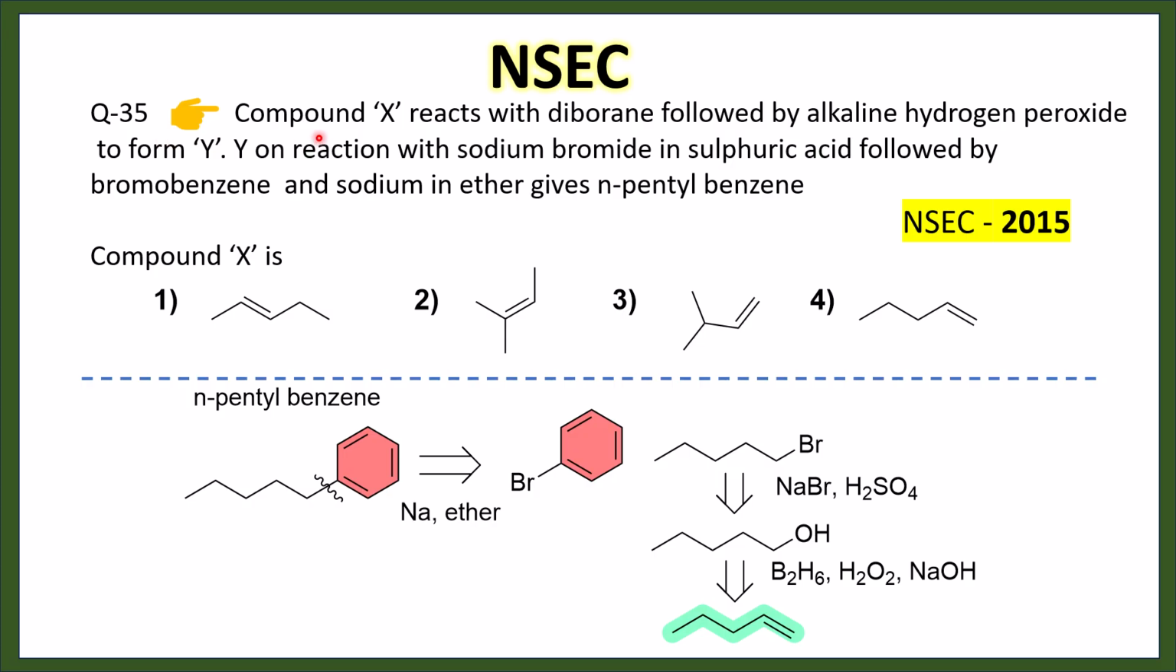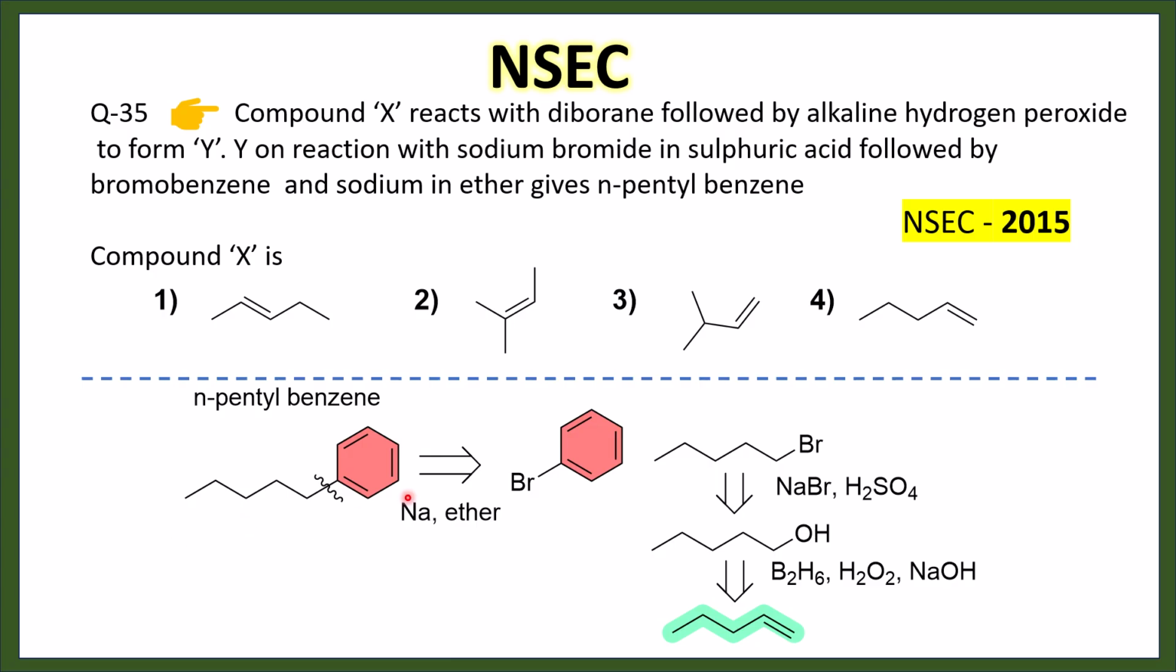Now question number 35: compound X reacts with diborane followed by alkaline hydrogen peroxide to give Y. That means an alkene reacts with diborane to give Y. Y should be an alcohol, and Y reacts with sodium bromide in sulfuric acid, followed by bromobenzene and sodium in ether, to give N-pentyl bromide. So now start with N-pentyl bromide.